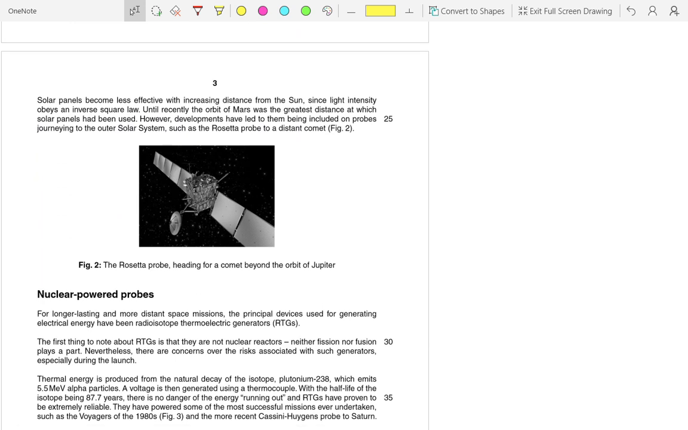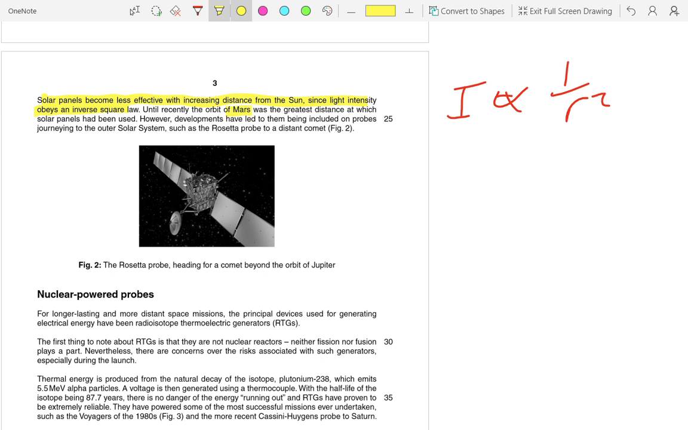So that comes on to this thing that I mentioned earlier. Solar panels become less effective based on the inverse square law. Inverse square law means that intensity is proportional to 1 over r squared. Until recently, the orbit of Mars, so Mars is an important one, was the greatest distance that solar panels had ever been used, but later developments have had them on probes into the outer solar system, such as the Rosetta probe to a distant comet.